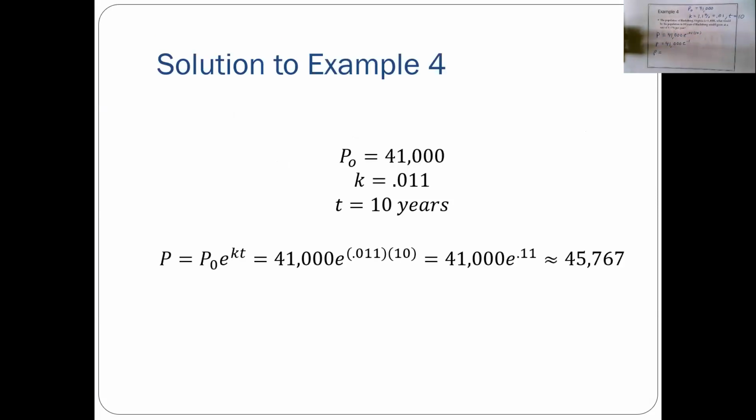So if we go e to the 0.11, it's going to be about 1.1. So if we go 41,000 times 1.10517, basically, and I'm just going to round to the nearest whole number, you're going to get about 45,000.